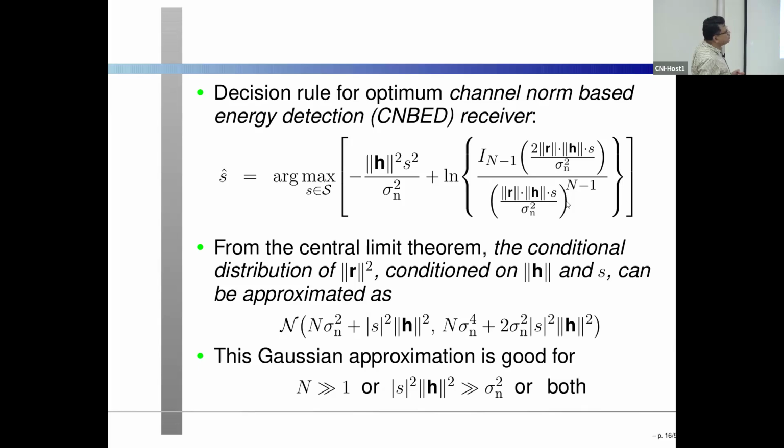So you can use the central limit theorem for large n. Based on that, you can approximate it to be a Gaussian, norm of R squared. If you take it as a real Gaussian, this is the mean, this is the variance, and you can get a Gaussian approximation. Actually, the Gaussian approximation is good for either large n or even for this condition. This is like the high SNR condition. Okay, it's good for both.